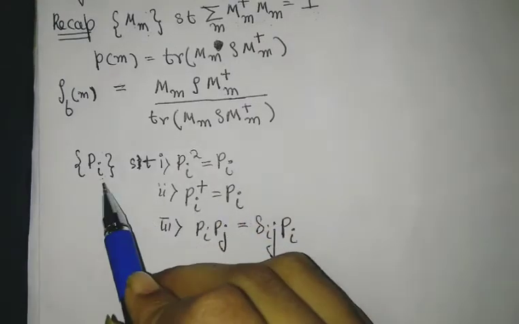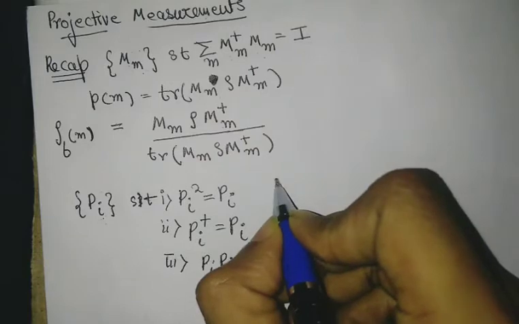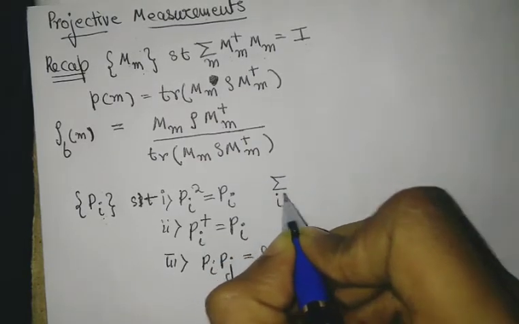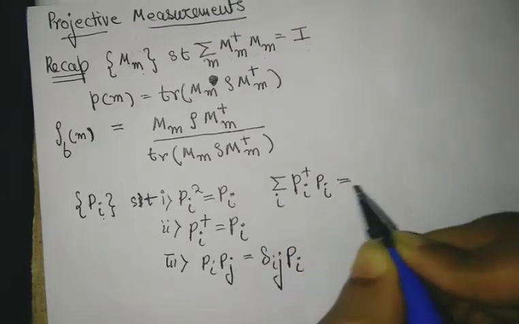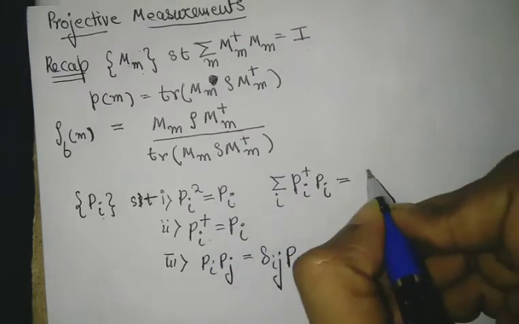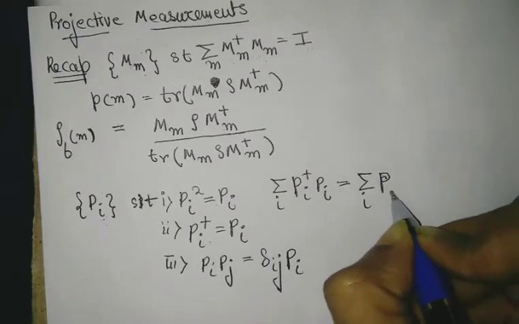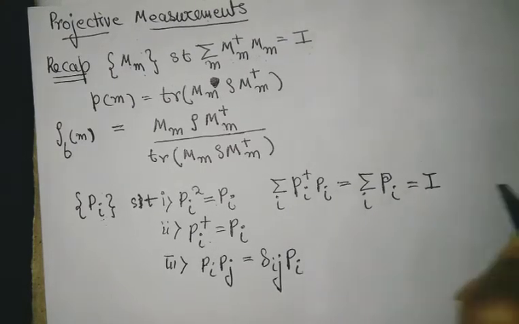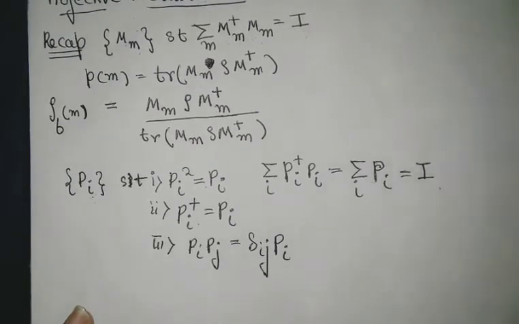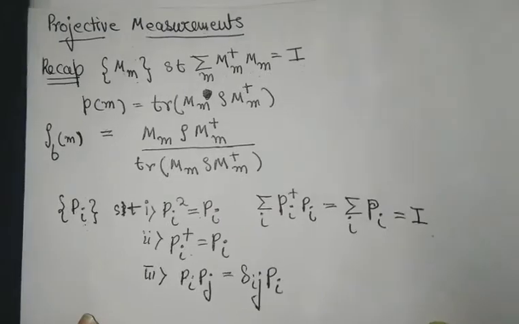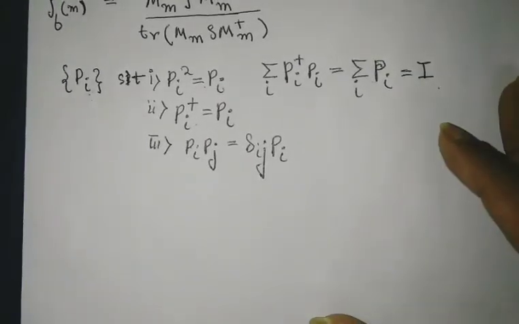Automatically, if you ask what this should mean, it means that pi dagger pi, using this property and this property, the summation of pi should be equal to identity. So they should sum up to identity. Now it will be clearer if we look at some examples.